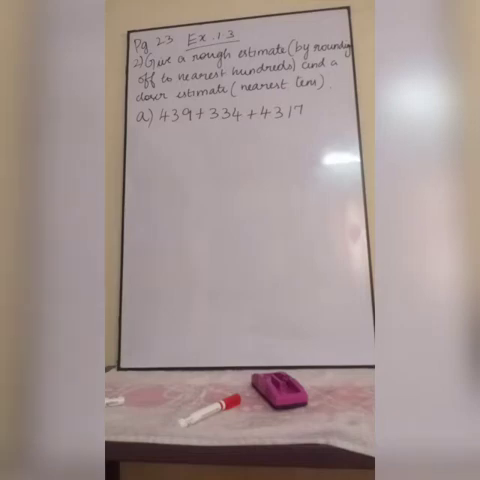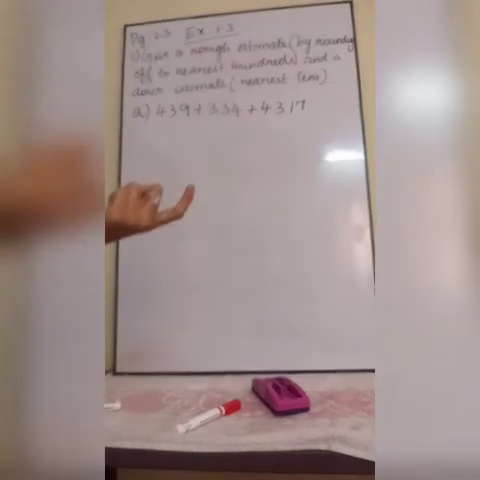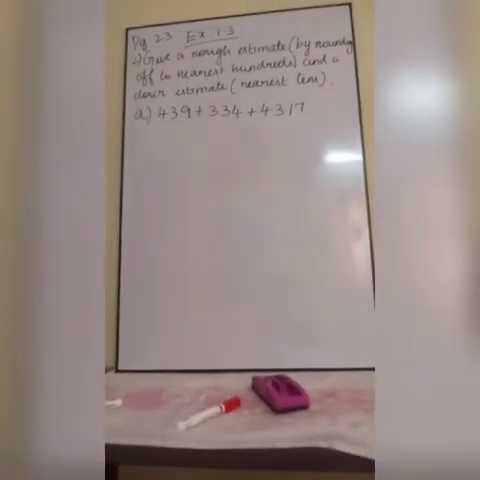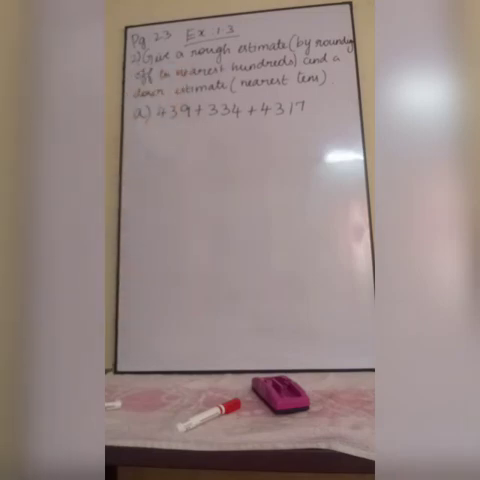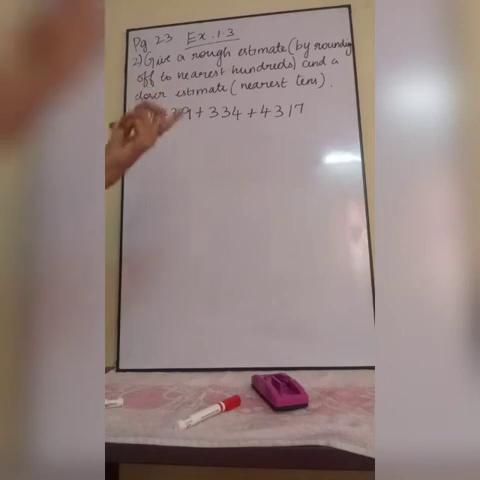For the second question, give a rough estimate. Estimate means we are finding an approximate calculation, that's all. So we are going to give a rough estimate by rounding off to the nearest hundreds. If you round off these values to the nearest hundreds and add them, you will get a rough estimate. Then find a closer estimate. If you round off these numbers to the nearest tens and add them, you will get a closer estimate.